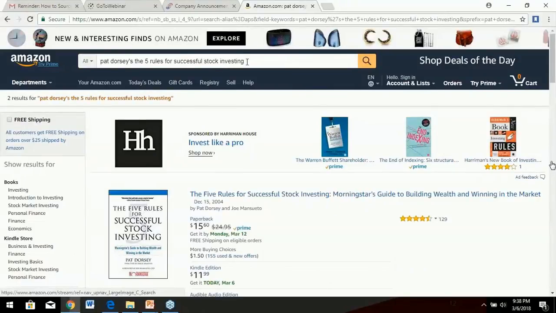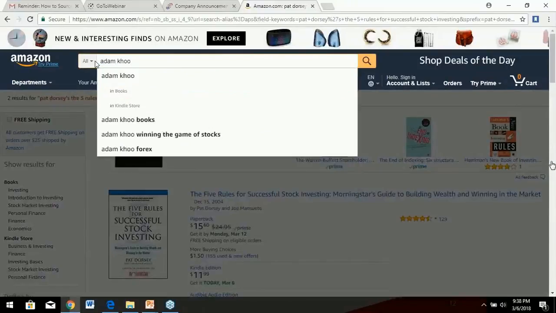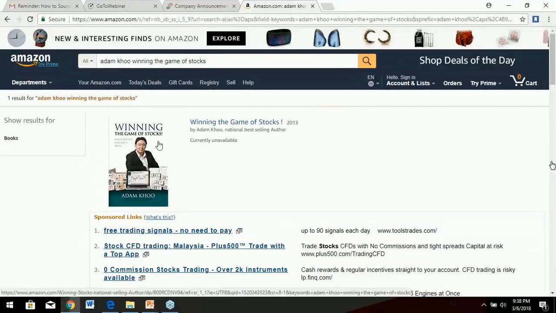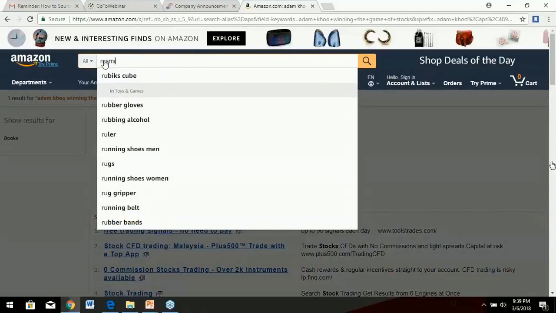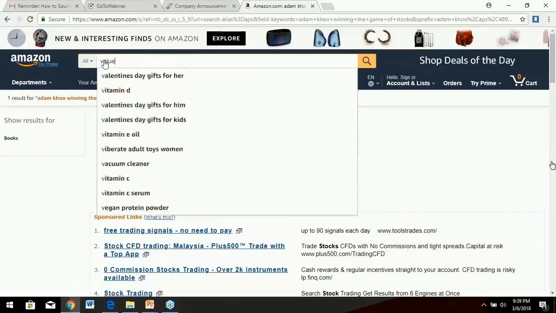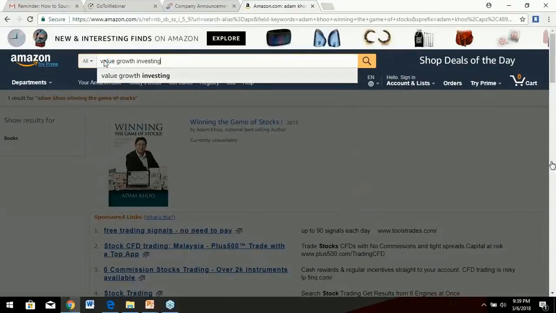And if you're looking at regional books, let's say ASEAN, Malaysia or Singapore, you can go with Adam Khoo. You can get this book. I think this one is also quite well written. And of course, not to mention, you can look at a few more books. Let me see where I can find it. Value growth investing.